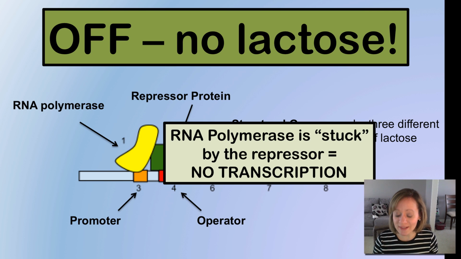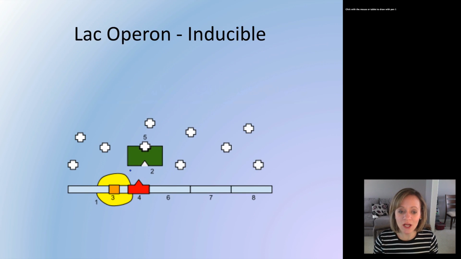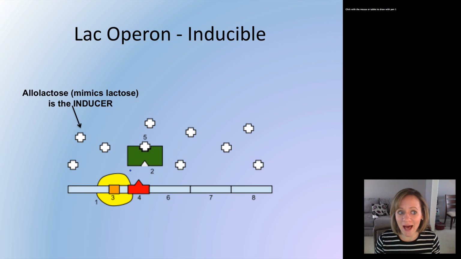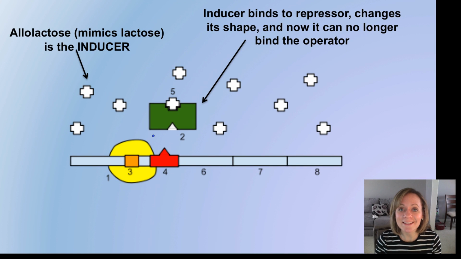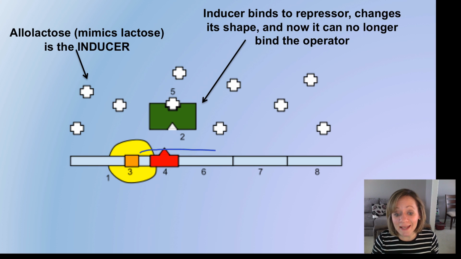But let's go ahead and add lactose to the environment. So here in white, this is allolactose, which is very similar to lactose. This is the inducer. So now we have lactose in the environment. It's going to induce the operon to get turned on. So what it does is the inducer binds to the repressor. It changes its shape so that it can no longer bind the operator. And look what happens. Now the RNA polymerase is no longer blocked and it can transcribe those structural genes.